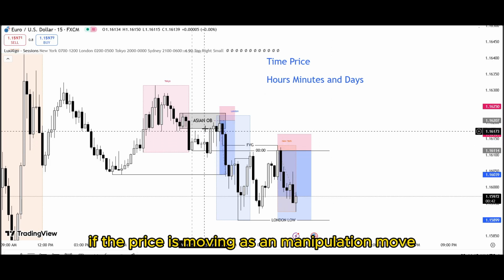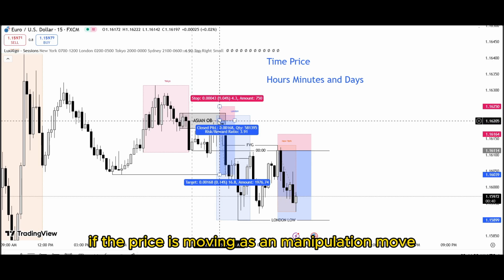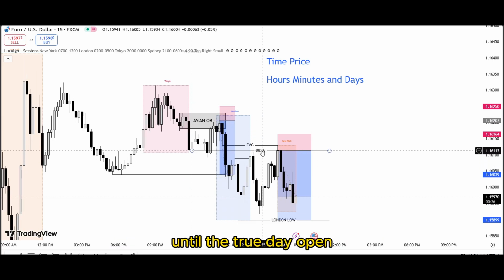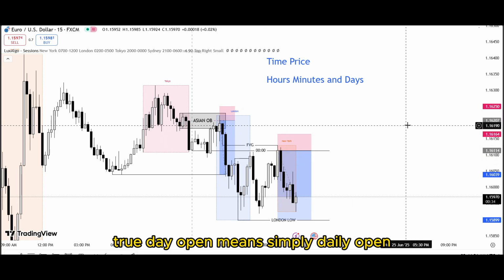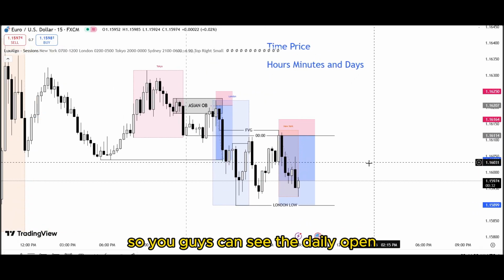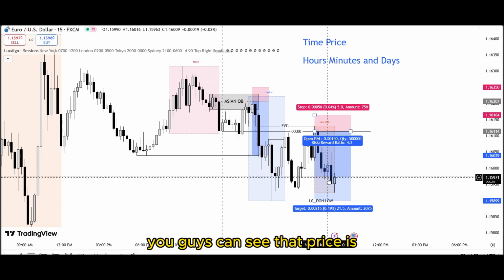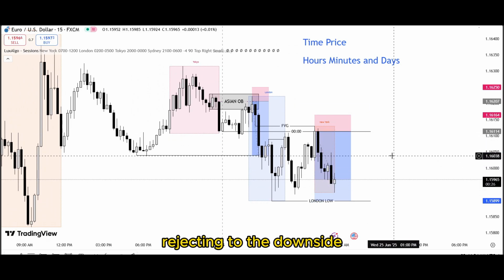If the price is moving as a manipulation move, for sure guys, you can catch the distribution level until the true day open. True day open means simply daily open. So you can see the daily open rejection from the New York opening candles. You can see that price is rejecting to the downside.